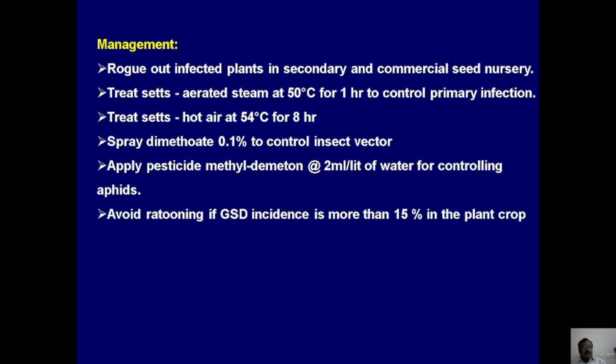And then spray pesticides effective against sucking pests. Pesticides like dimethoate or methyl demeton can be used to reduce the vector population. Avoid ratooning if the disease is noticed and the incidence is more than 50%.